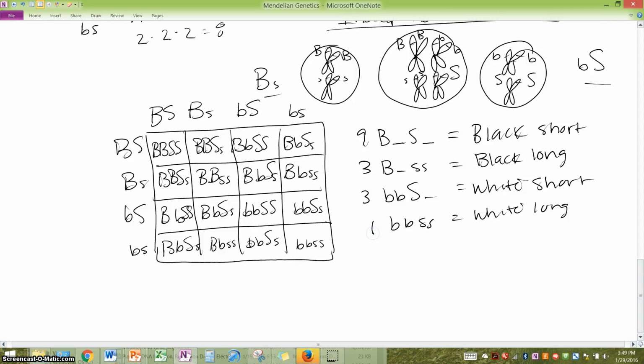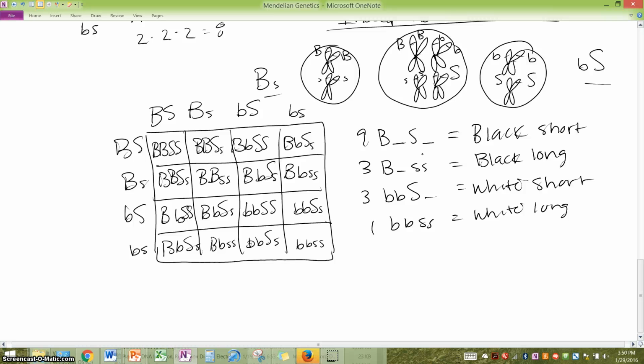If you go through and count these, you're actually going to get a 9 to 3 to 3 to 1. Every time you do a dihybrid cross, you're always going to get this ratio. So 9 black short to 3 black long to 3 white short to 1 white long. You're always going to have 1/16 of them being the double recessive. And you're always going to have 9/16 expressing both dominant traits, and then 3/16 for each of the combinations having 1 dominant trait but expressing the other recessive. Every single time, that's what you're going to get.